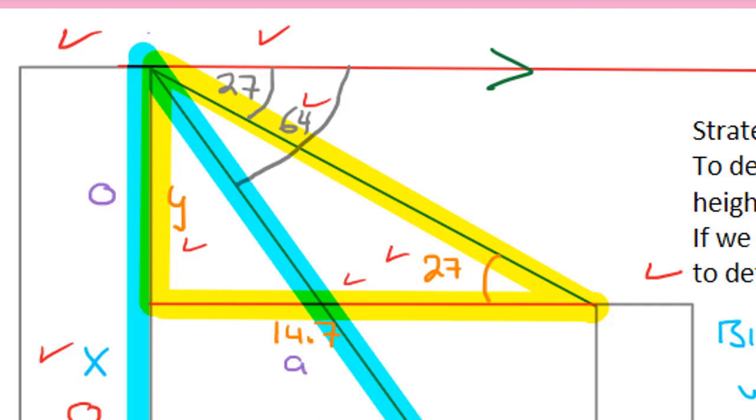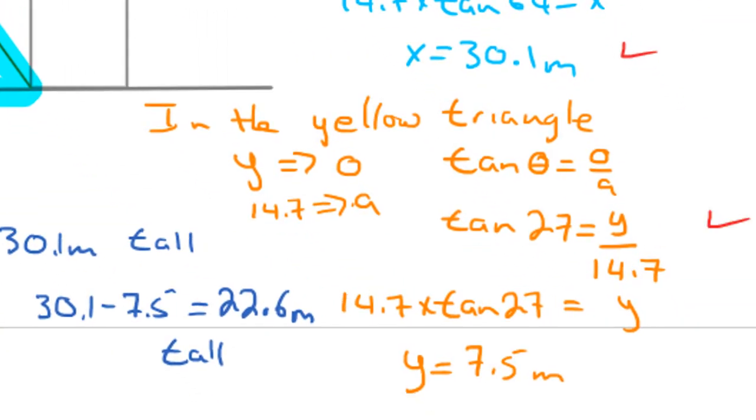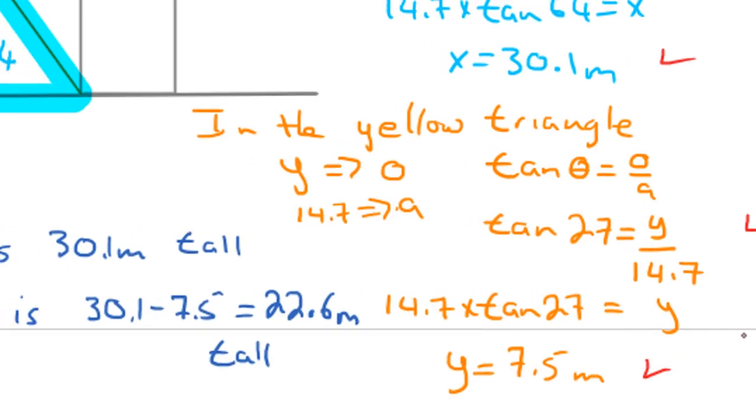Labeling with opposite and adjacent and hypotenuse, y is the opposite side and adjacent is 14.7, which means we'll use tangent to solve this. We get the tangent of 27 equals y over 14.7. Moving 14.7 up to the left-hand side, we can solve for y. We can calculate y as being 7.5. So that means that the difference in height of the two buildings is 7.5 meters.